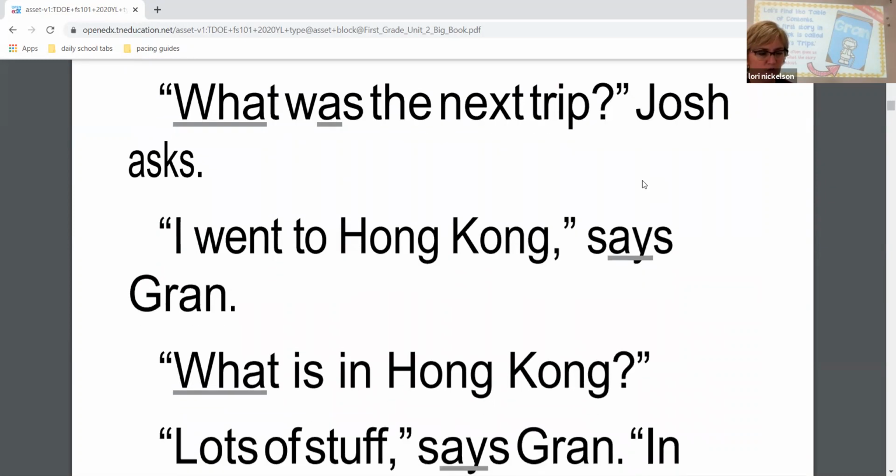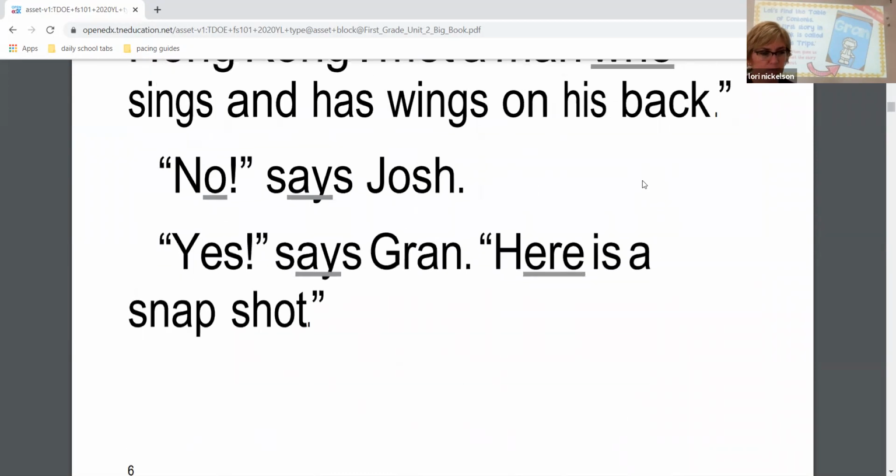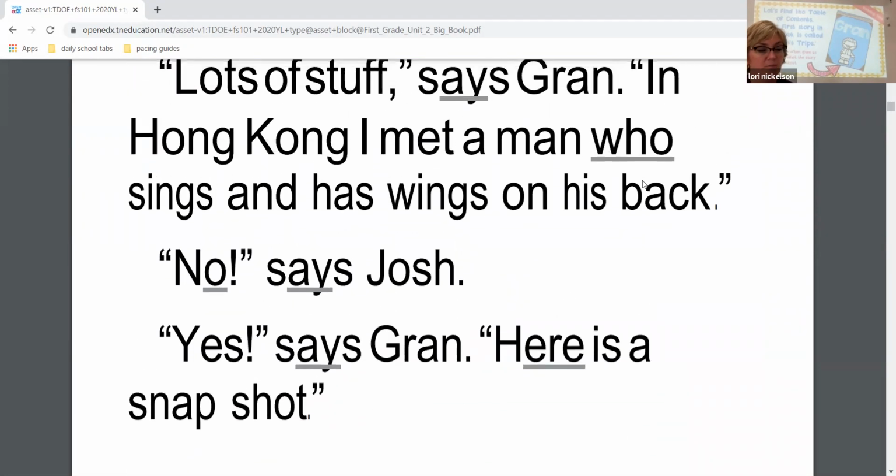What was the next trip, Josh asked. Well, I went to Hong Kong, says Gran. What is in Hong Kong? Lots of stuff, says Gran. Oops. In Hong Kong, I met a man who sings and has on his back. No, says Josh. Yes, says Gran. Here is a snapshot.